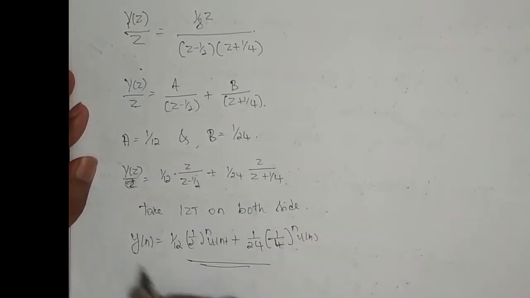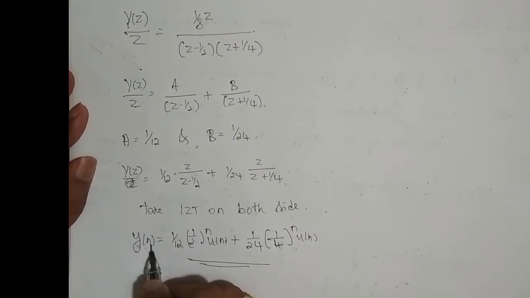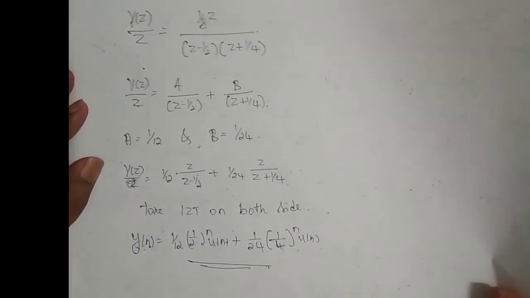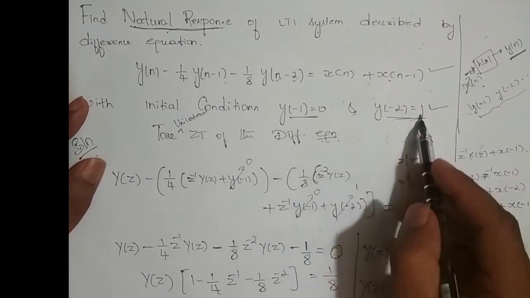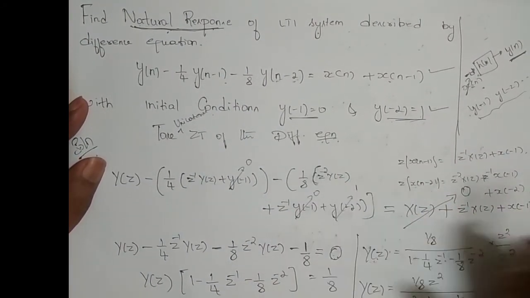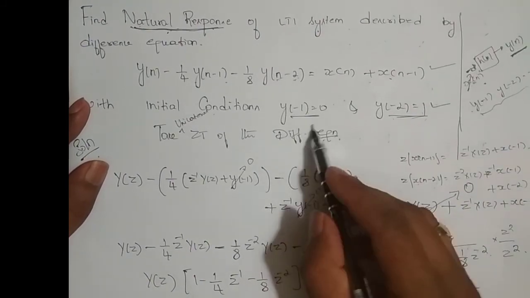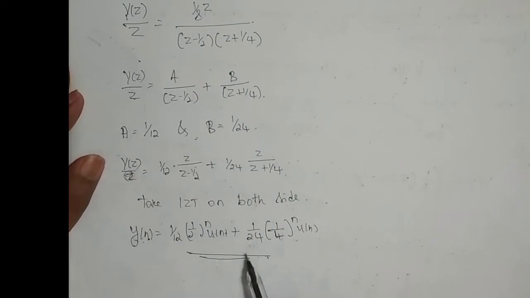Okay, so this is the output of the system y of n, and this is the natural response of the system. The output of the system will change if the initial condition is changing. Okay, we can have any initial conditions here. Accordingly, the output will change in this equation.